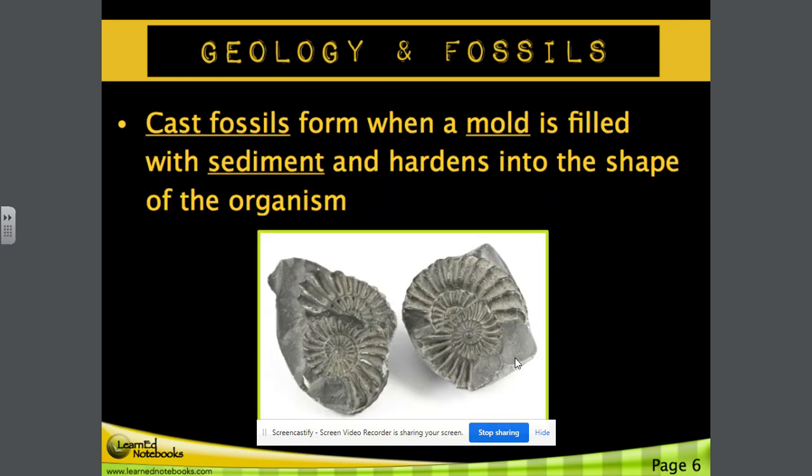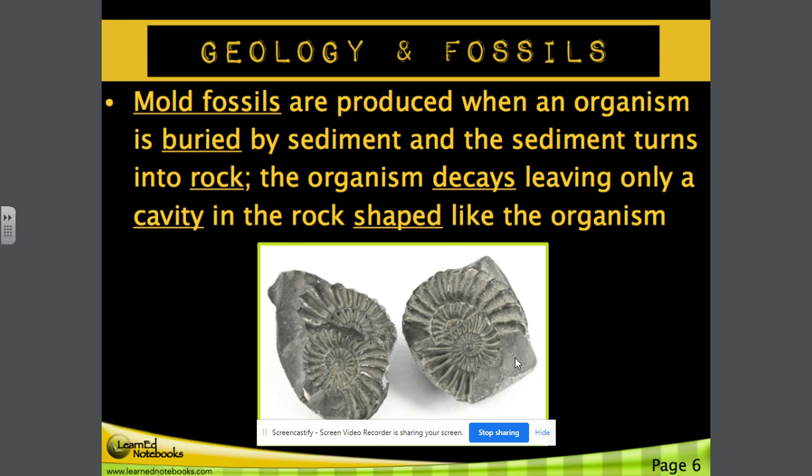The second type of fossil is a cast fossil. They form when a mold is filled with sediment and hardens into the shape of the organism. The third type of fossil is a mold fossil. These are produced when an organism is buried by sediment and the sediment turns into rock. The organism decays, leaving only a cavity in the rock shaped like the organism.